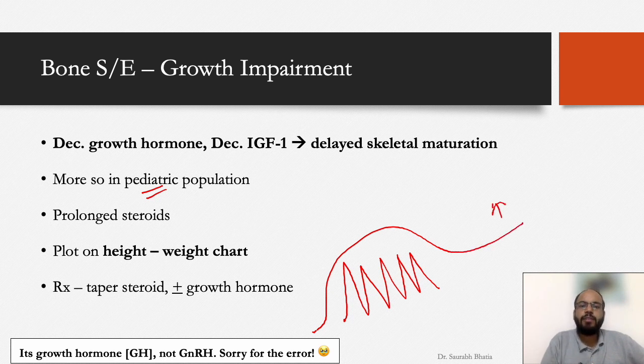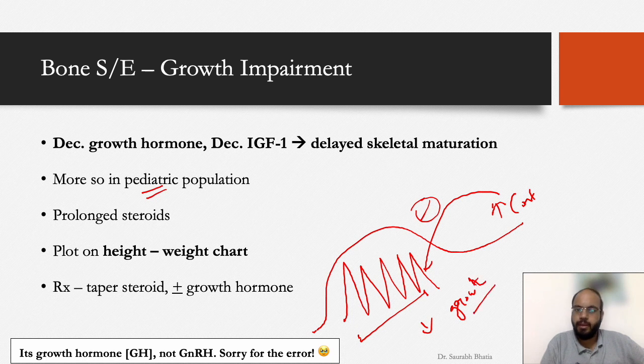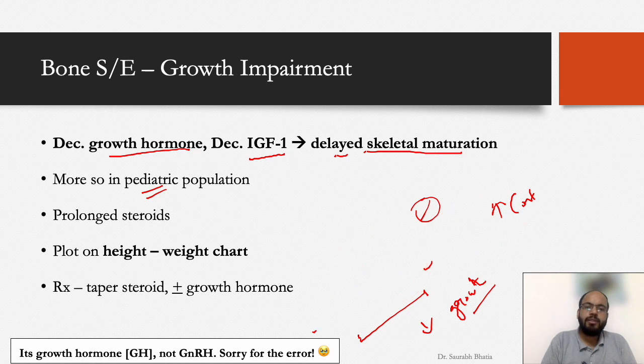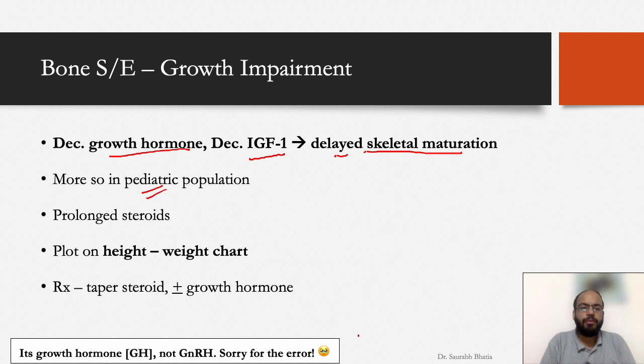If there's increased cortisol in the system, this cortisol, because of its negative feedback, will decrease the GnRH. And when GnRH is decreased, it will lead to decreased growth of the patient. Okay, because of decreased growth hormone and decreased insulin-like growth factor 1, there is delayed skeletal maturation and the bones are not able to grow properly, leading to growth impairment. Okay, but after the bones have grown, this side effect is not majorly cumbersome. But when you're using drugs in pediatric population, when the body is still growing, this can easily lead to growth impairment.